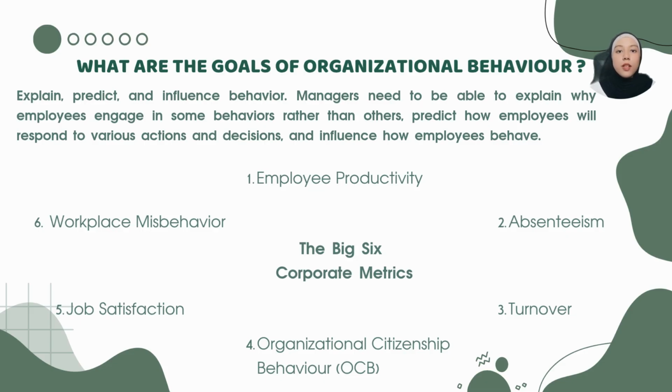Fifth, job satisfaction, an employee's general attitude toward their job. Sixth, workplace misbehavior, actions that intentionally disrupt or harm the organization. So for the conclusion, by focusing on these six areas, managers can better reach those three core goals. And let's look at how we measure this next.